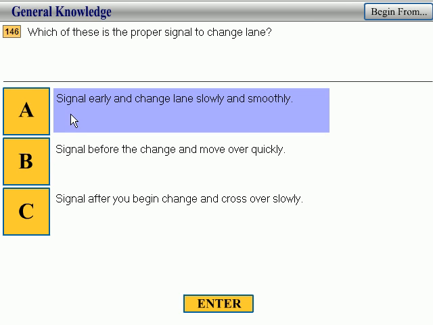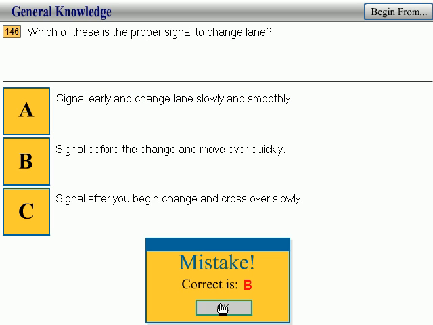Let's take a look at B. Signal before the change and move over quickly. That doesn't work. Moving quickly, you might hit somebody if they're in your blind spot, especially. C. Signal after you begin change and cross over slowly. So signal after you change? No, I think the best one is to signal early and change lane slowly. So let's go with that. A. What?